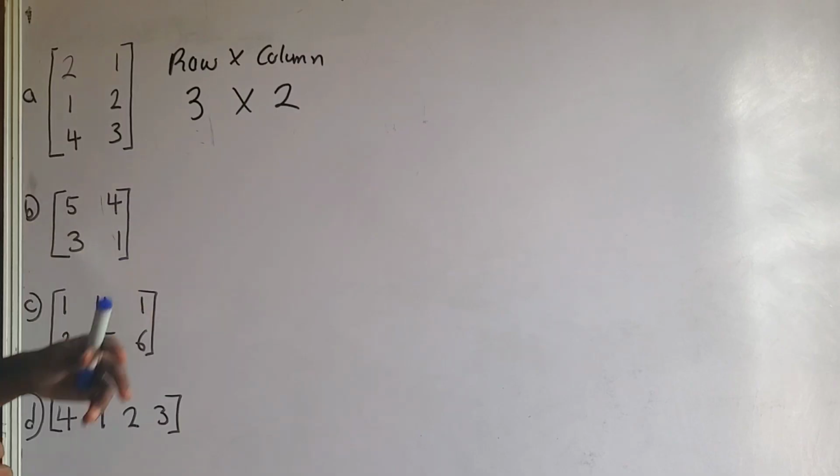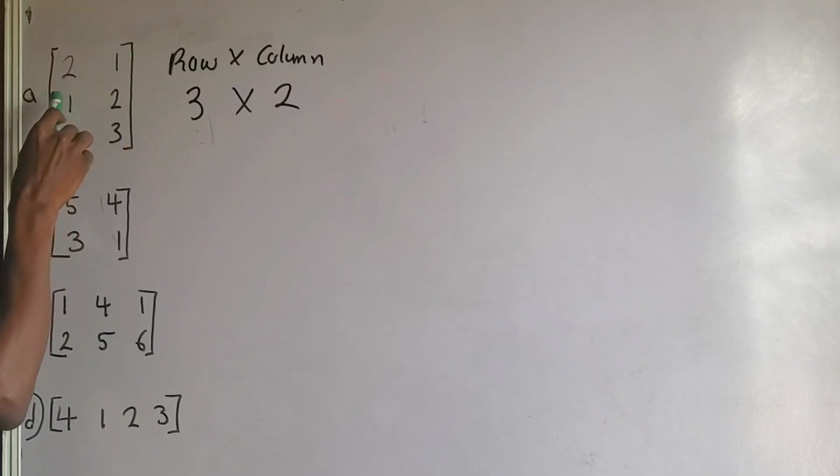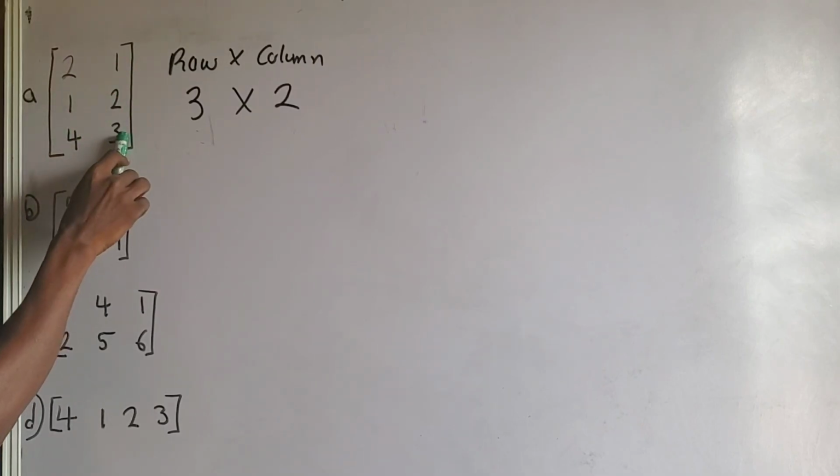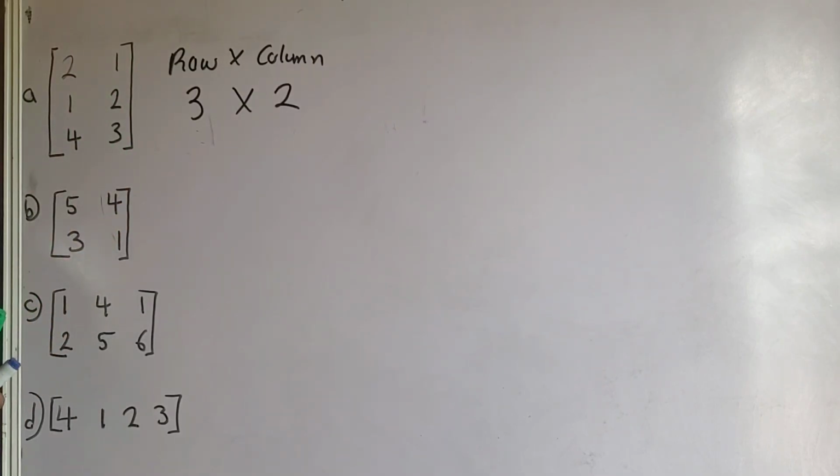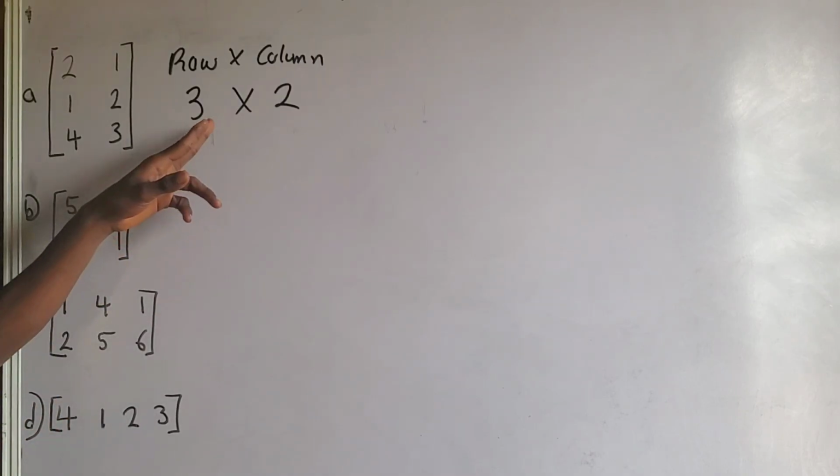Do you understand? Okay, listen to the explanation again. How many rows do we have in this matrix? This is the first row, this is the second row, and this is the third row. So we are having 3 rows. You understand? So I have 3 here. Then how many columns do we have? This is the first column, this is the second column. Are you getting it? So we are having 2 columns. So the order of this matrix is 3 by 2.